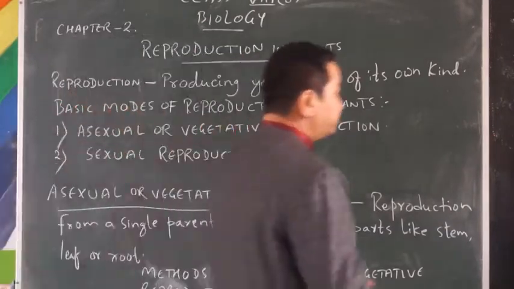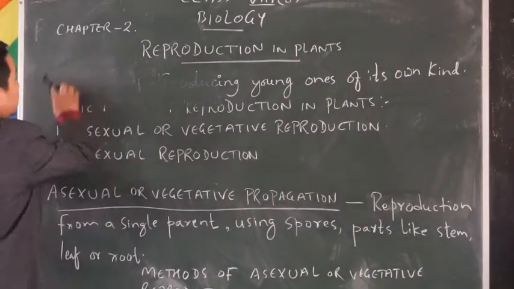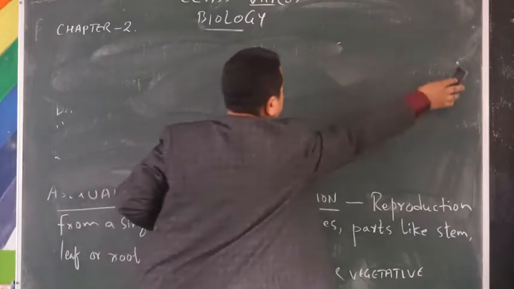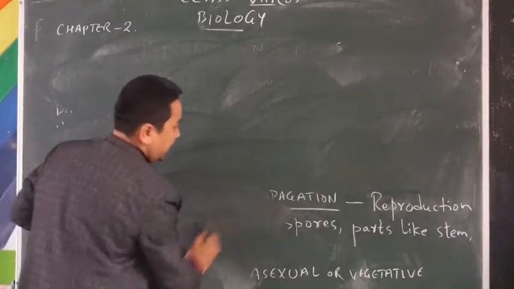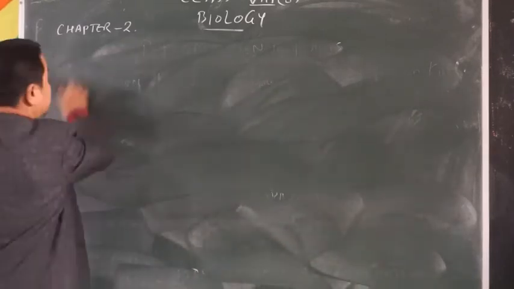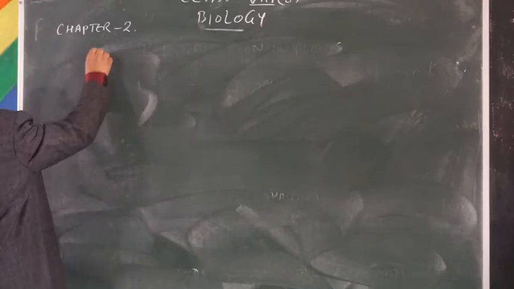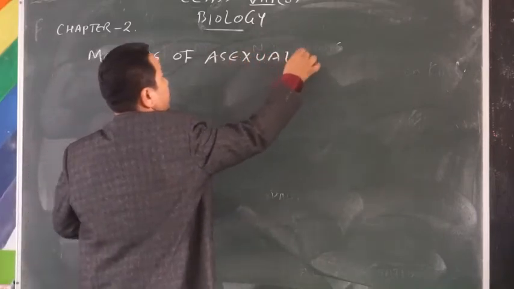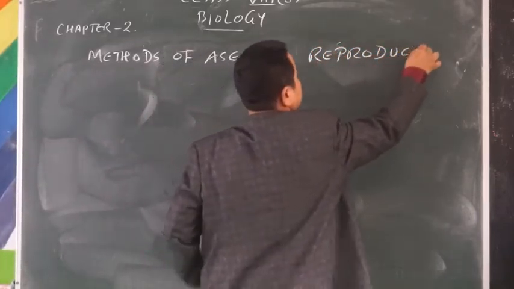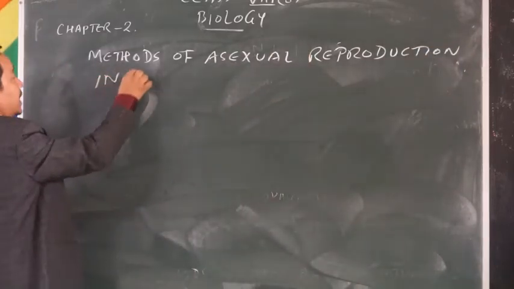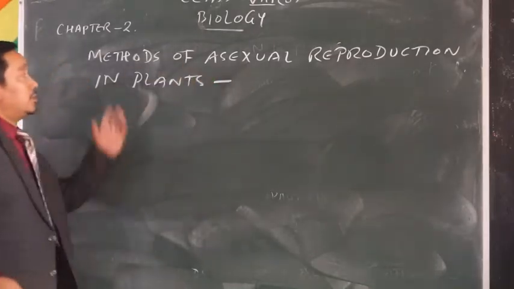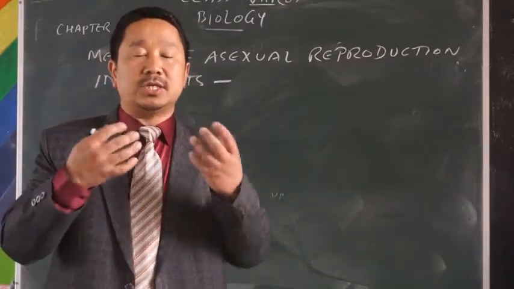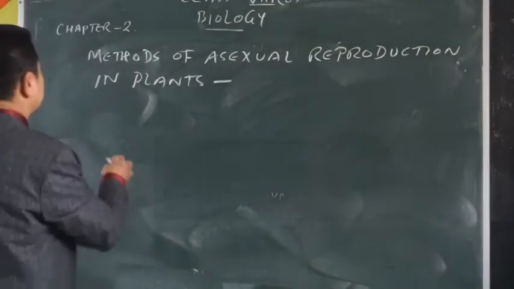Methods of asexual reproduction in plants. That means plants reproduce asexually in many ways.